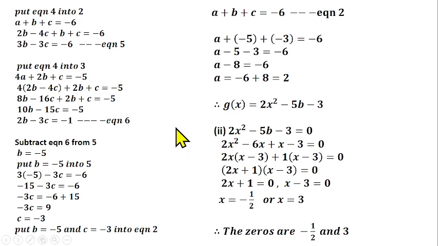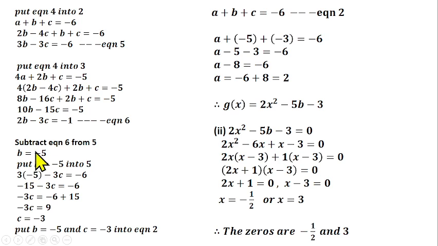So how do we do that? We can see that the coefficient of c here and c here are already equal. That means you can subtract the two equations to get our b. So subtract equation 6 from equation 5. That means you have 3b minus 2b, that will give us b. Then we have minus 3c minus minus 3c, that should give us 0, equals minus 6 minus 1, which should give us minus 7. So therefore our b is minus 7.